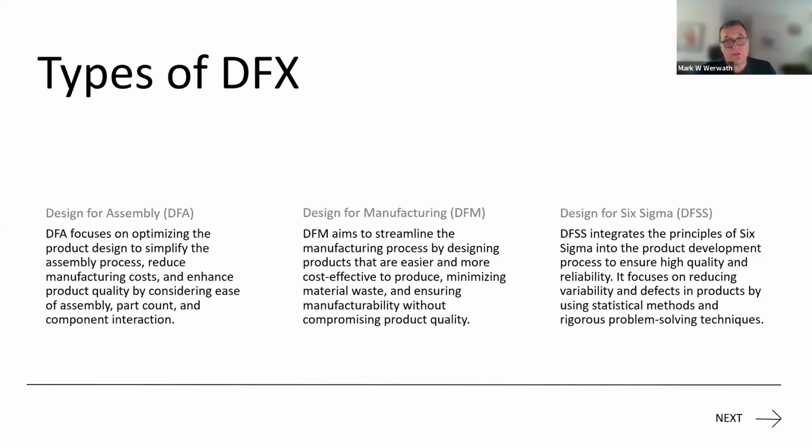DFSS, or Design for Six Sigma, really integrates the principles of Six Sigma or lean manufacturing into the product development process to ensure high quality and reliability. In other words, it focuses on reducing variability and defects in products by using statistical methods and rigorous problem-solving techniques.